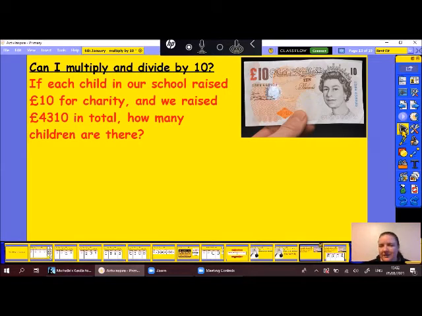Now this one's a little bit trickier, because what I'm asking you to do is start with the 4,310, and you need to divide that into basically £10 notes. So we need to start with 4,310 and we need to divide it by 10. So use your place value grid to help you. Put out 4,310, divide the whole number by 10, moving it back one space, and see what the answer is. Pause the video here so I don't give it away.